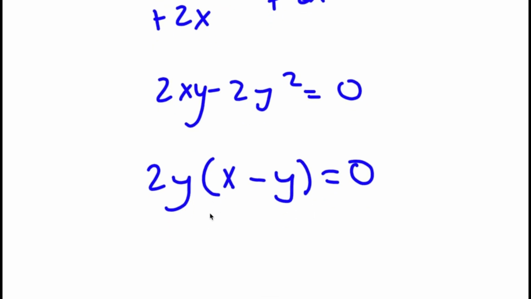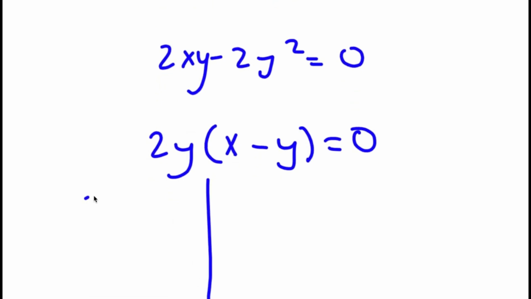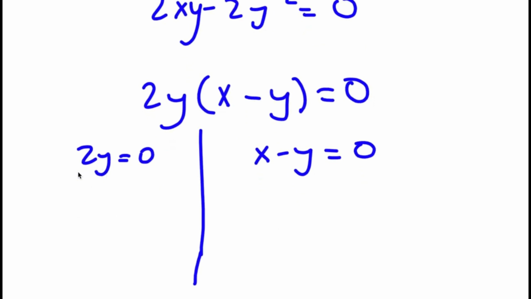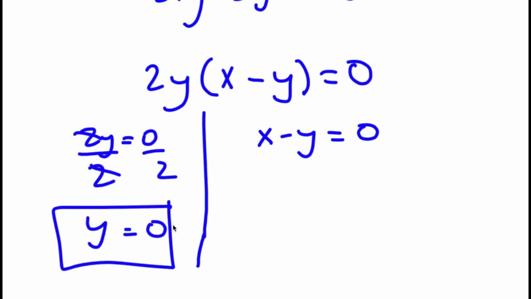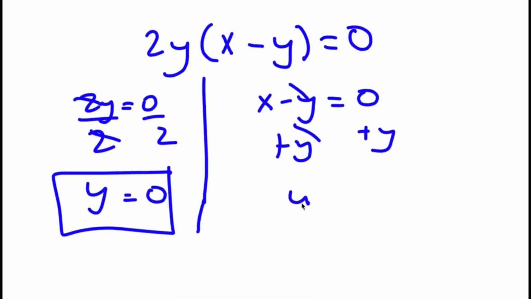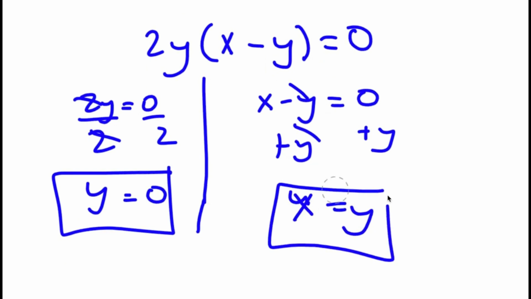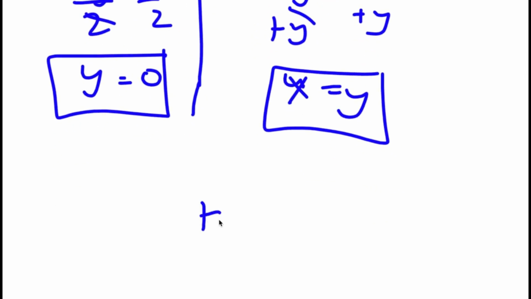So this gives me two equations now. I have 2y is equal to 0, and I have x minus y is equal to 0. So for 2y equals 0, all I have to do is simply divide both sides by 2. So then these two cancel out, left with y is equal to 0. And for x minus y equals 0, if I add y on both sides, I get that x is equal to y.